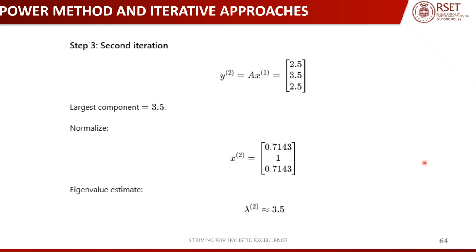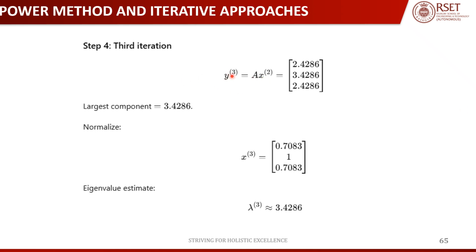Now let's see what happens in the next case. Using x2 we find y3 and we have this, and still the largest component is in the middle. So by dividing by the largest component, we have 0.7083, 1, 0.7083. See, it's approaching 0.7. And now coming to lambda 3, it's 3.4286. I think it's going nearer to 3.5 or 3.4. Let's do one more iteration. You should do four iterations to make a conclusion.